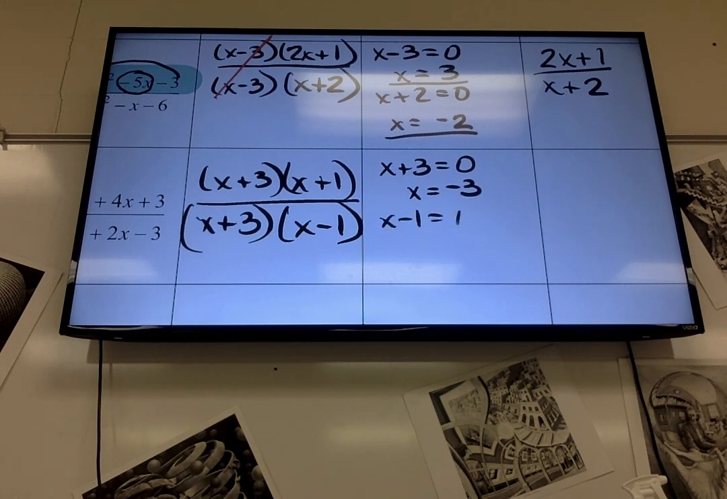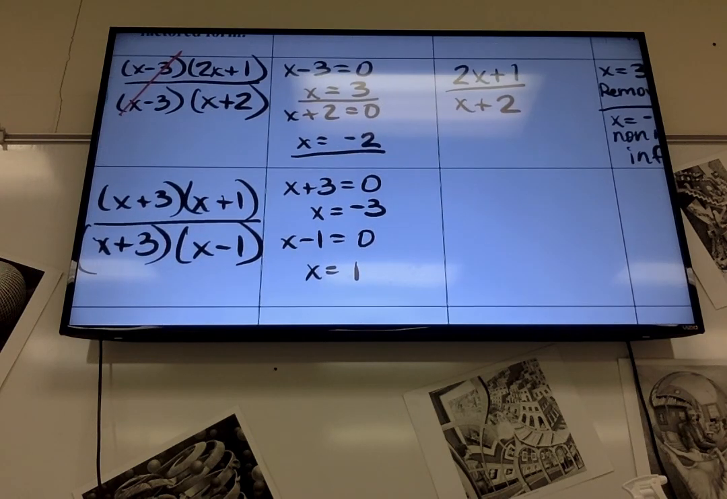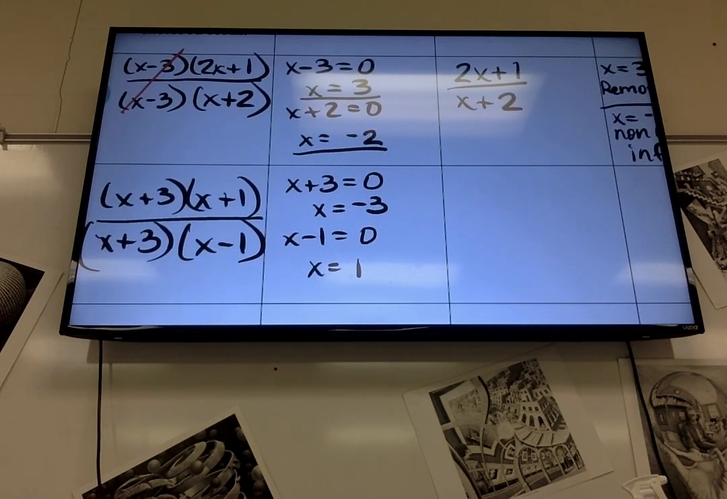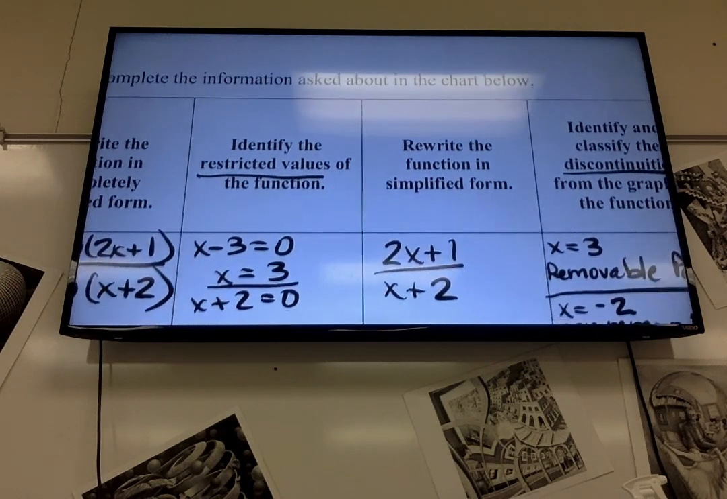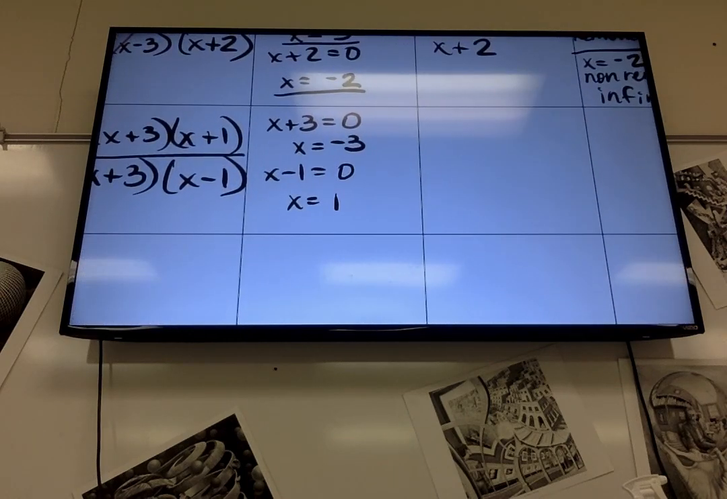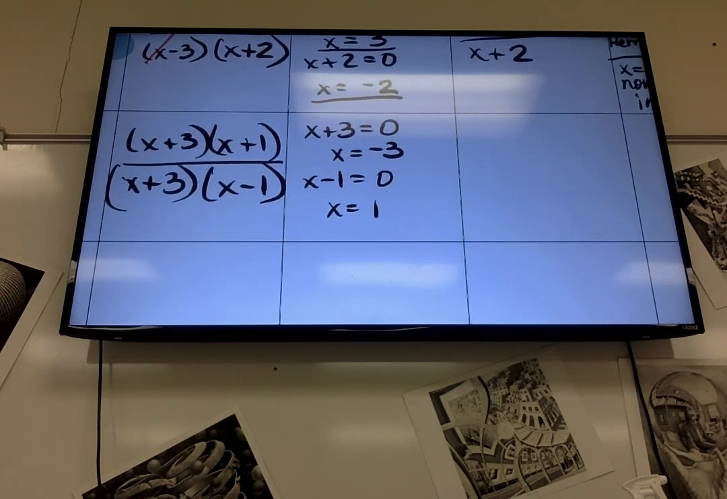So basically you just set the bottom equal to 0, and those two are your restricted values. Plus you could also look at the graph. They gave you a graph of these. So you can look at it and tell which one gives you an asymptote or a hole. Okay, so then what does it say? Rewrite the function in simplified form. So, Donna, after I cancel out what can be canceled in here, what's left? X plus 1 over x minus 1. Very good.